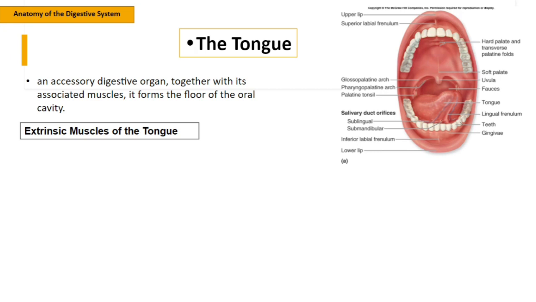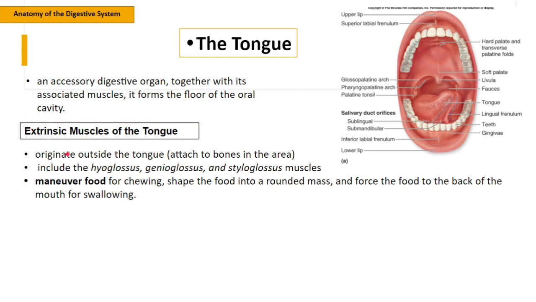So, let's try to talk about the extrinsic muscles of the tongue first. It originates outside the tongue. That's why extrinsic. Extrinsic kasi pag sinabi kasing ex, parang exit, so sa labas. Extrinsic muscles of the tongue originate outside the tongue. It is attached to bones in that area. It includes the hyoglossus, the genioglossus, and the styloglossus muscle.